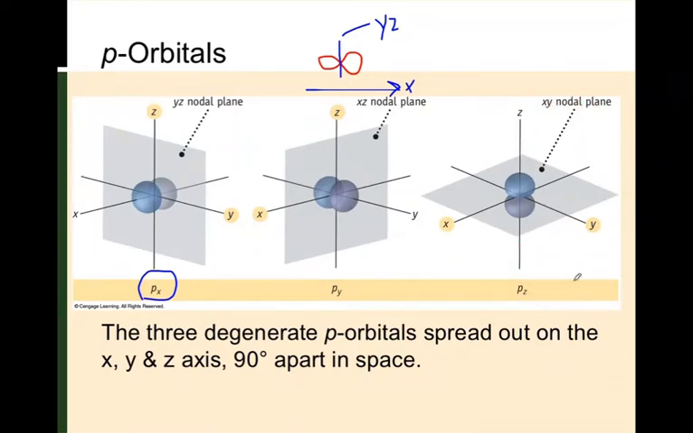So you always have X, Y, and Z as your Cartesian axes. So if we have Z as our orbital, then XY is where the plane will be. So just a wee thing to remember. So the three degenerate p orbitals spread out on the x, y, z axes 90 degrees apart in space. Degenerate just means that they have the same energy. I think we encountered that before, but just to remind you, degenerate means the orbitals have the same energy.